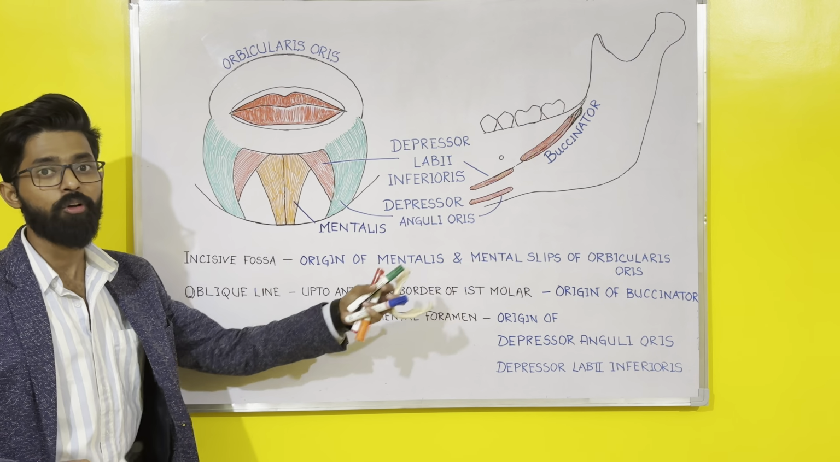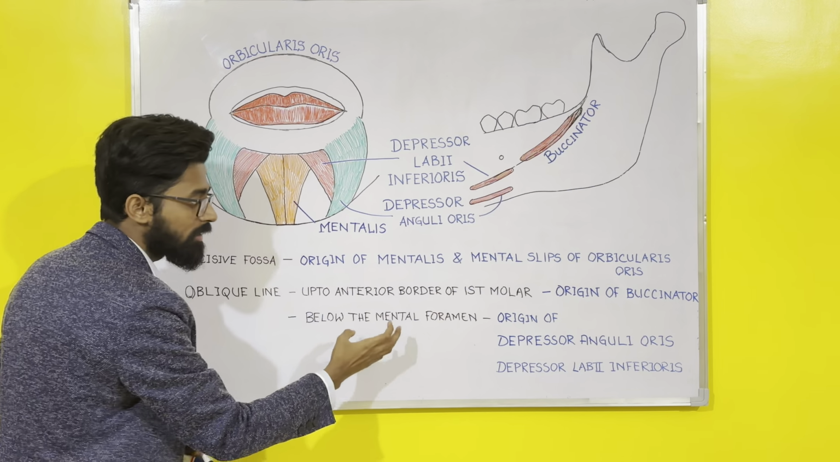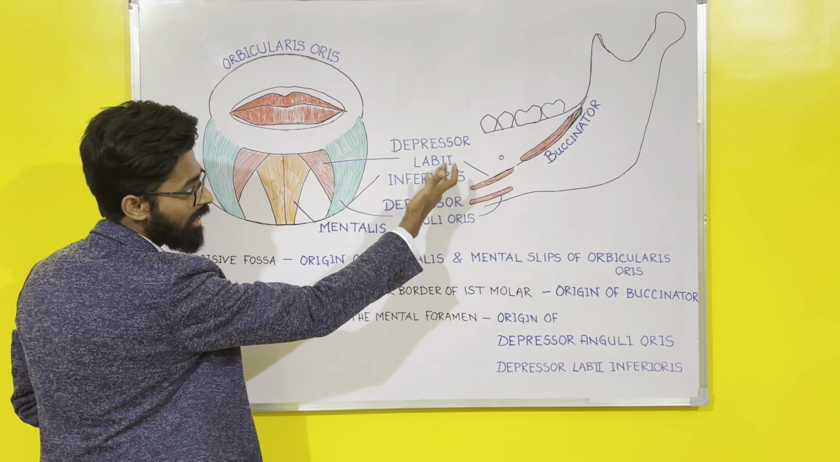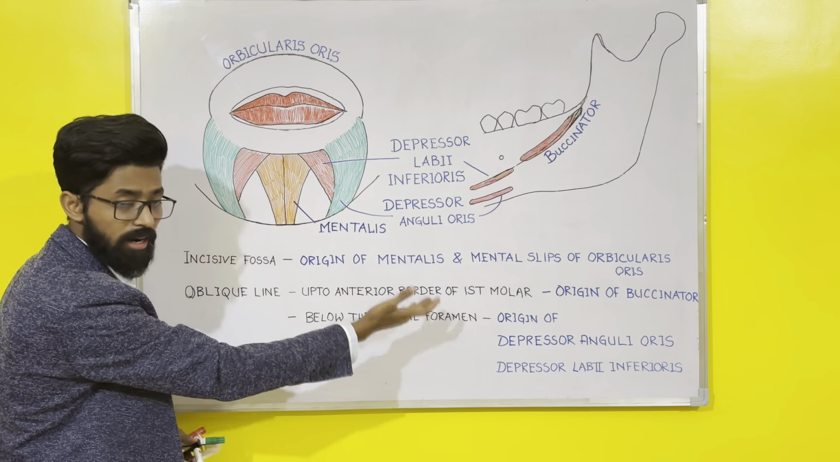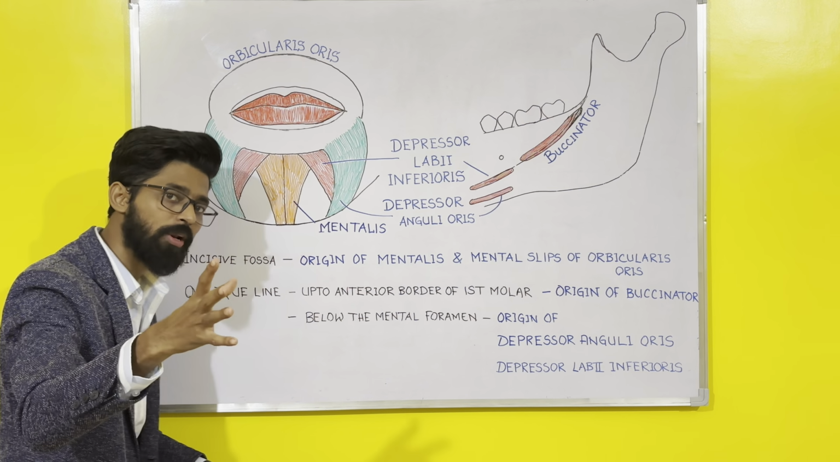below the mental foramen, meaning the continuation of the oblique line below the mental foramen. That part gives origin to two muscles. First is the depressor labii inferioris, second is the depressor anguli oris. So these three points you need to write in your exams, okay?